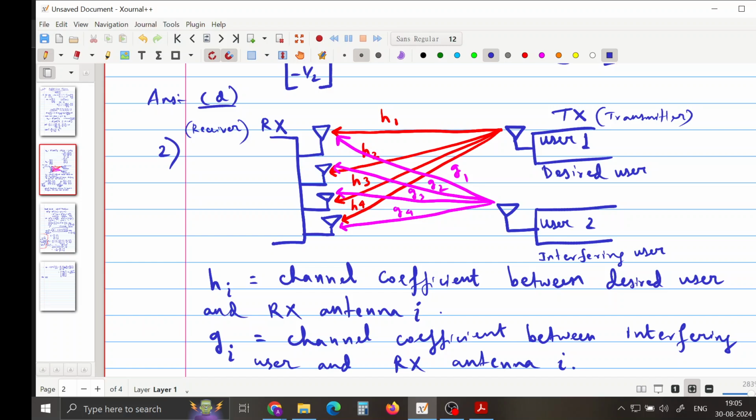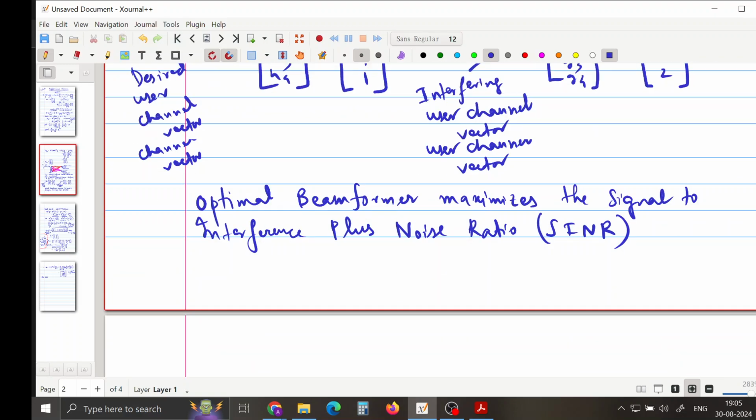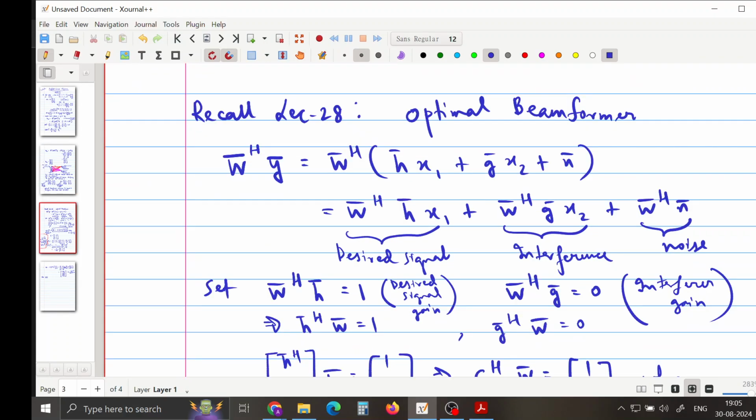This is a 2-user scenario. 2 users at the transmitter, out of which one is the desired one and the other one is the interferer, and noise is definitely present in the channel, right? And particularly the noise is an additive noise here, it's a noise vector. You see, there are 3 components: desired signal, interference and noise.